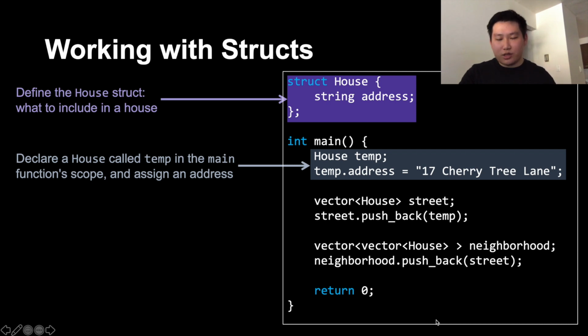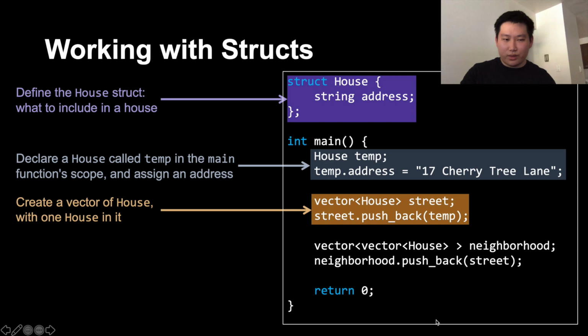We can create vectors of structs. We can simply do that by specifying the type of the struct inside of the angle brackets following vector. So next we created a vector of house with only one house in it, right? Notice that we push back temp into our vector of houses.